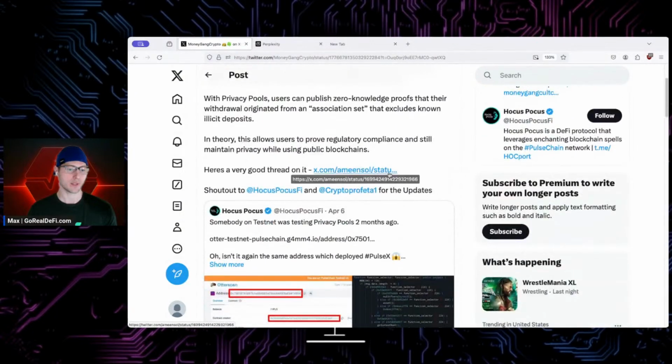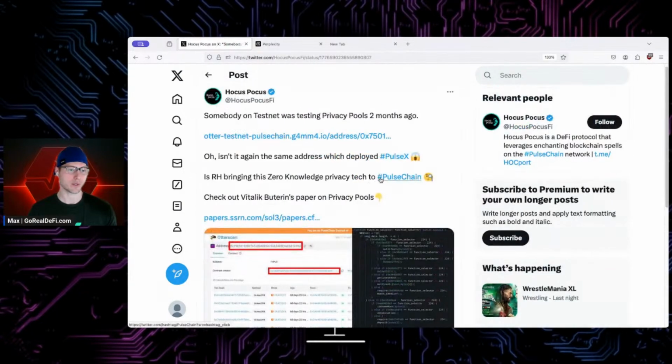Another really good post from Hocus Pocus. First, let's start there. Somebody was testing privacy pools 2 months ago, and it turns out it's the same address that deployed PulseX. This has been covered a little bit, but essentially the PulseX deployer was also doing some stuff around stable swap recently, which was reported by Hocus Pocus and a few other people doing commentary on it. And now people have been looking to see what else has been going on with this address, what else it has been touching.